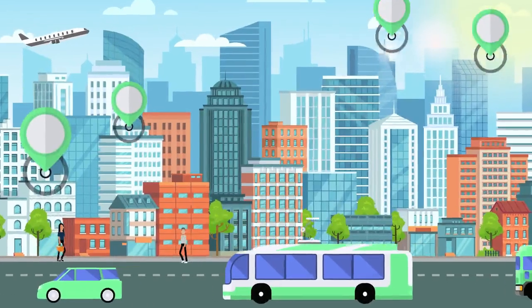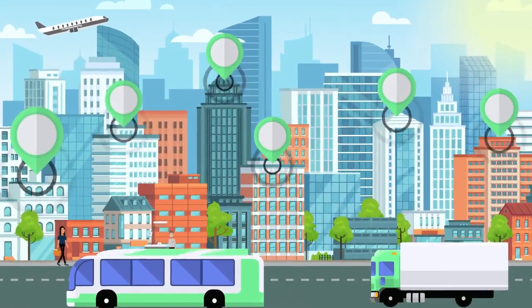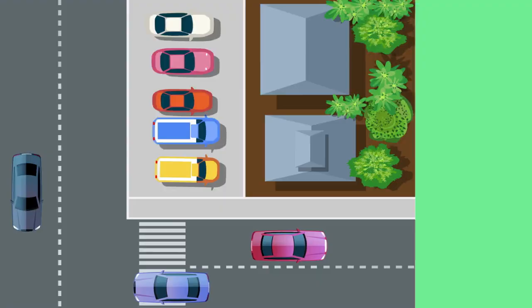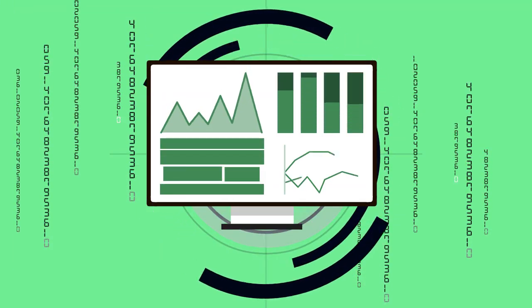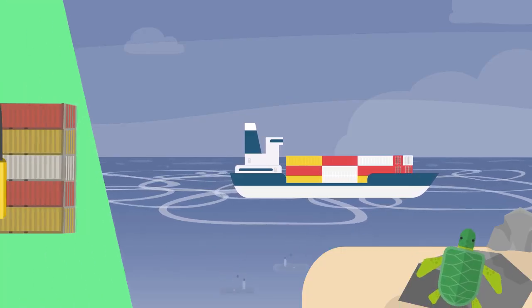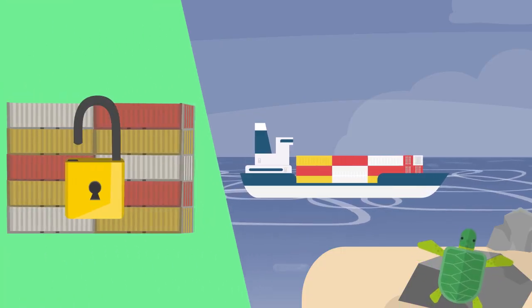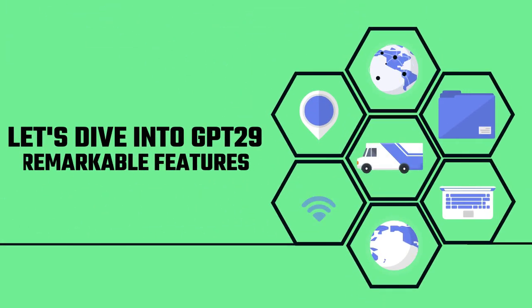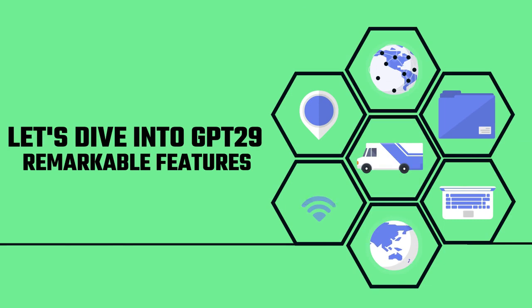Introducing the GPT29, the world's smartest in-transit monitoring device. Equipped with advanced sensors, it offers a constant stream of data, ensuring your cargo, container, or package is protected at every mile of the journey. Let's dive into GPT29's remarkable features and specifications.